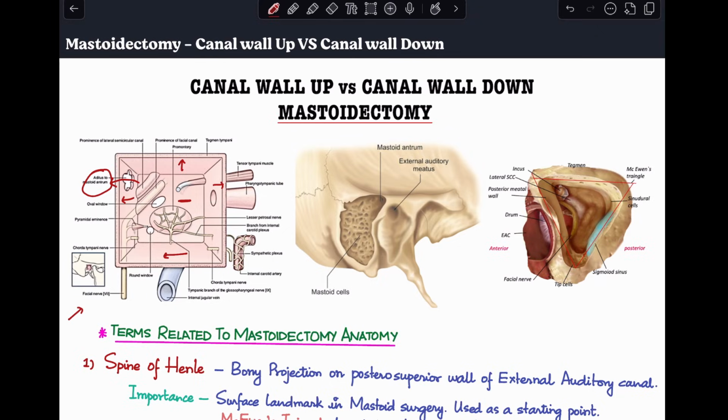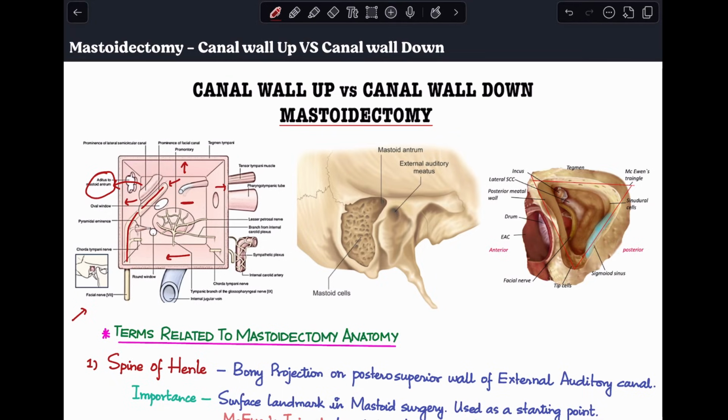Next, you can see that this is the facial canal. You can see how it goes through the medial wall and then reaches the posterior wall. So that's the relationship of the facial nerve canal in the middle ear.